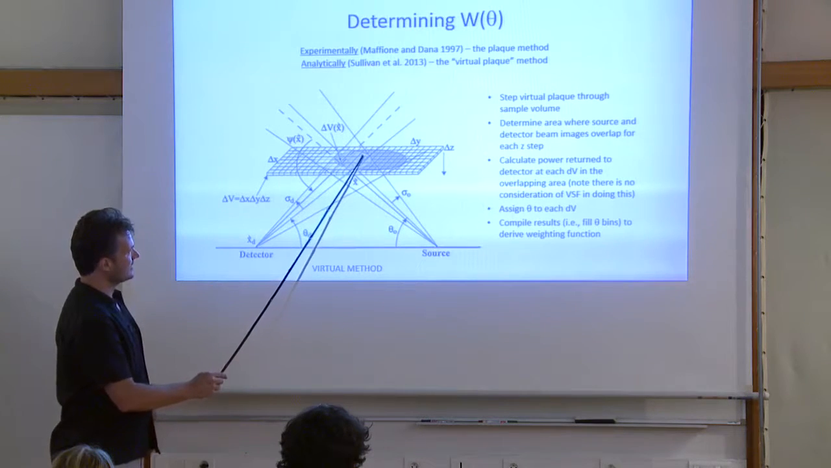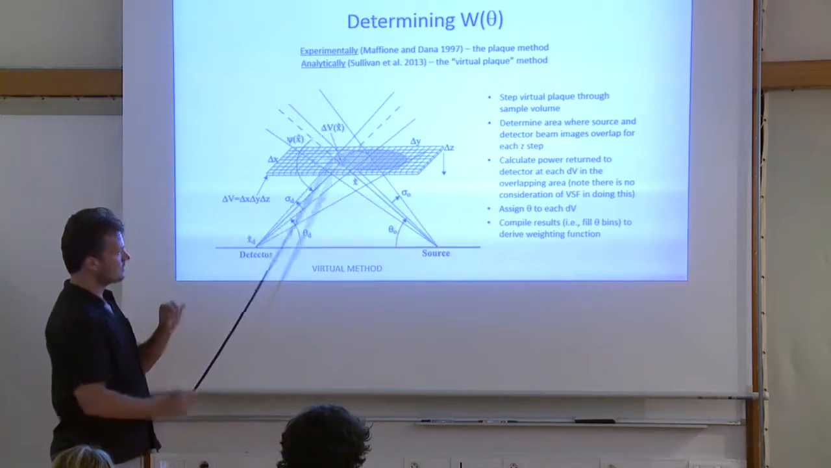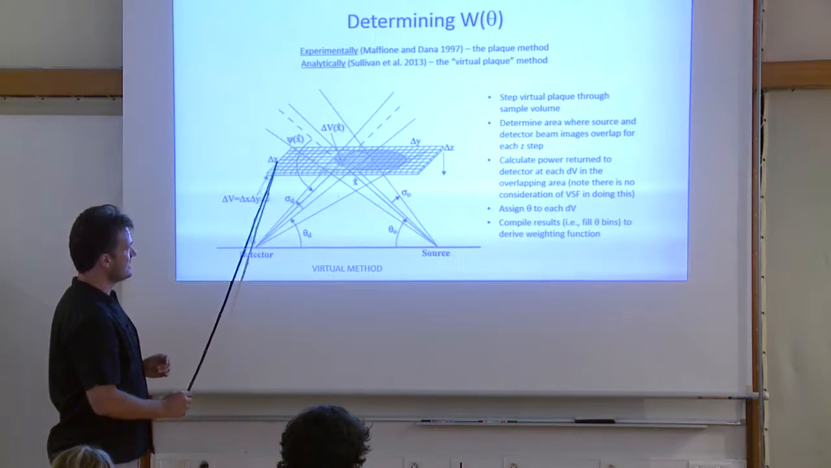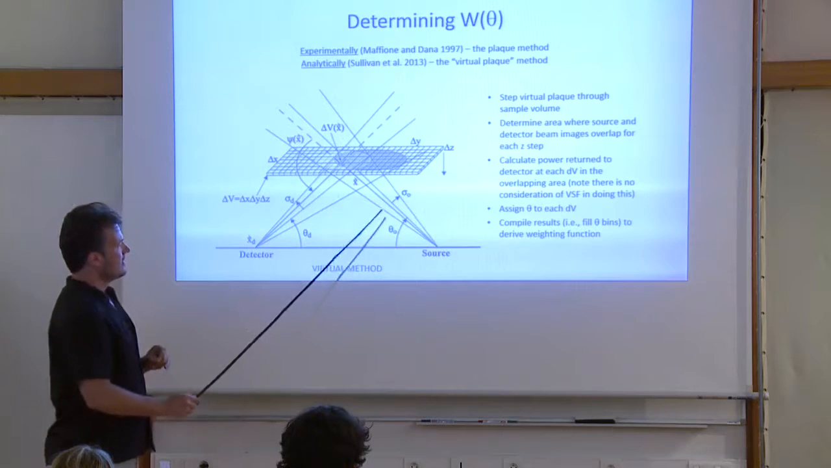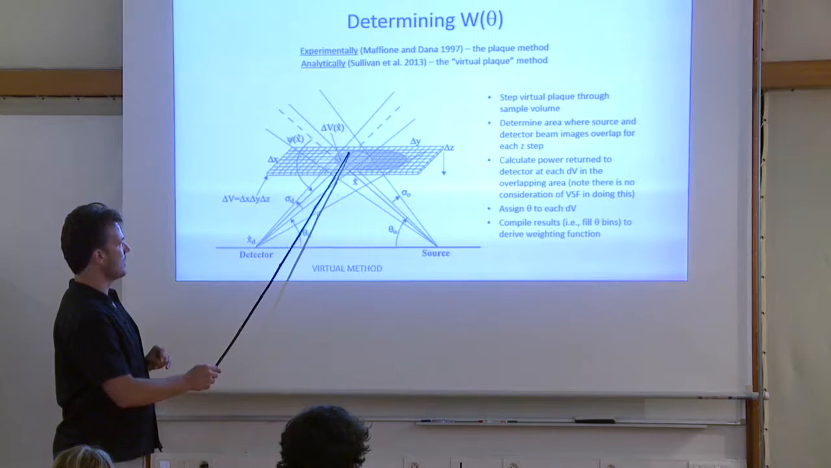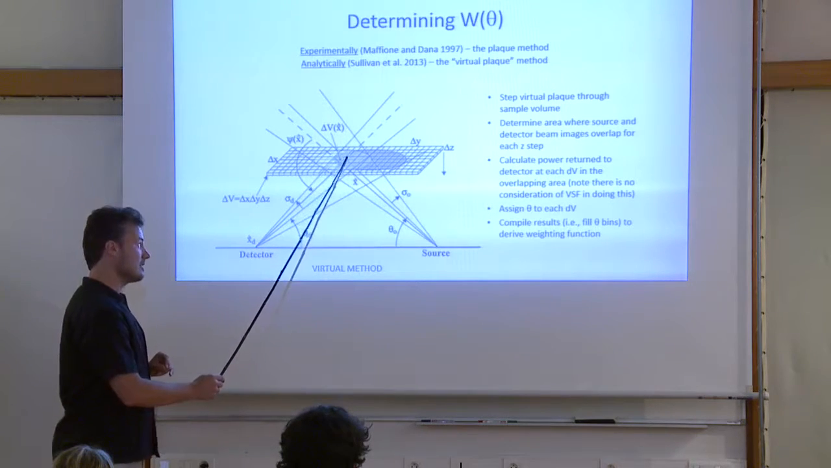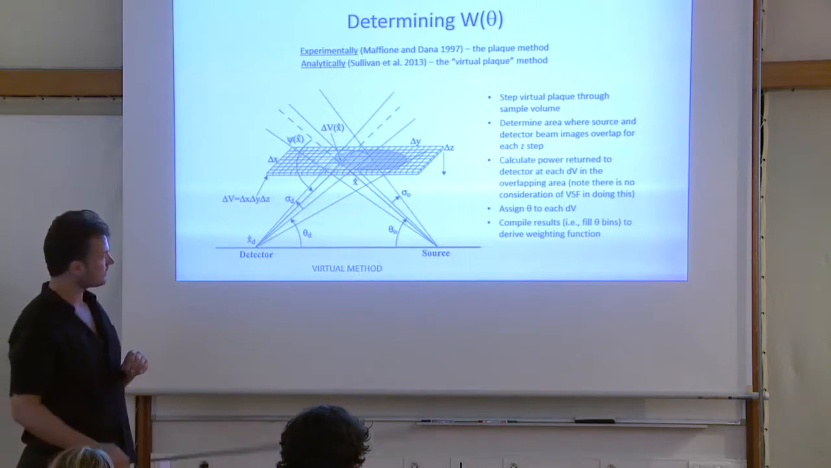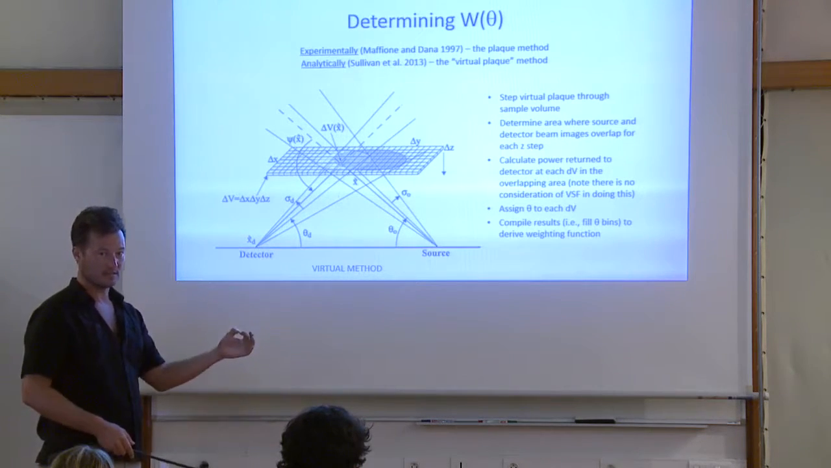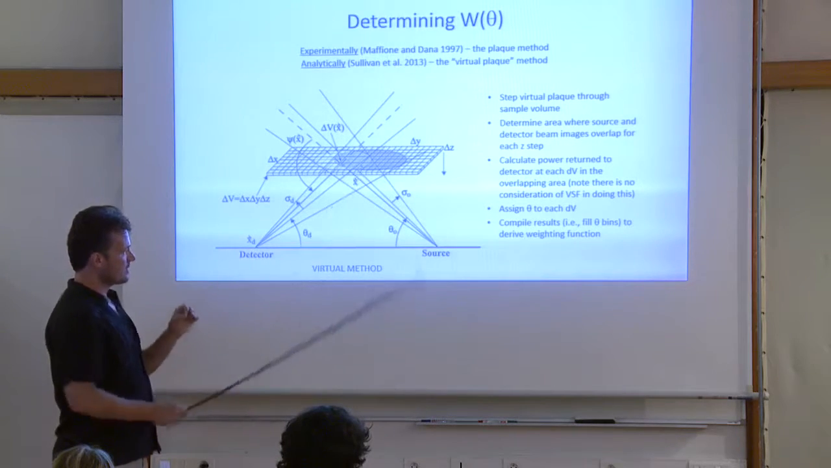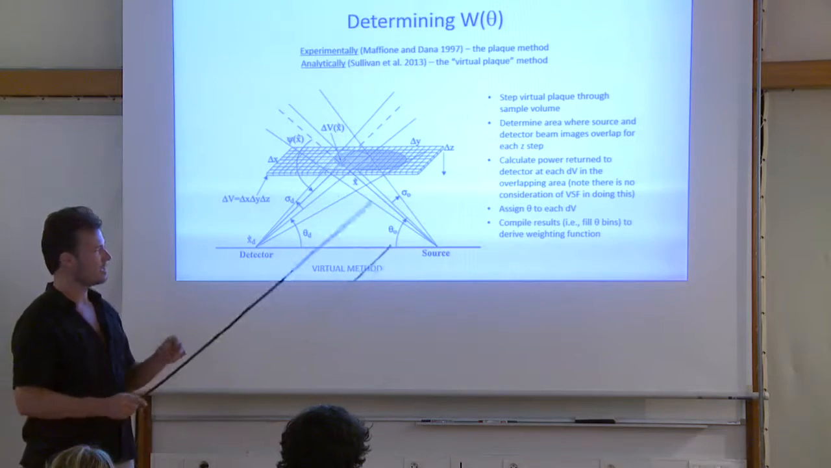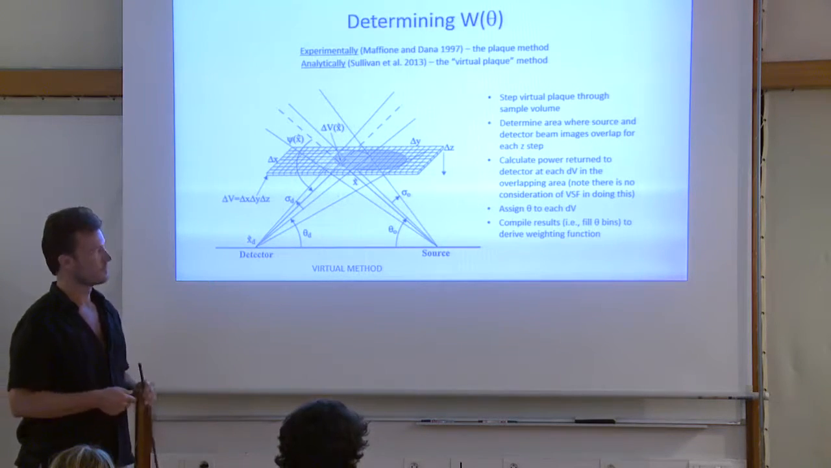And then once you've defined that ellipse, you separate it into these very small elemental volumes. Each elemental volume has a dx, a dy, and a dz. In each one of those elemental volumes, you calculate the power from the source that made it there, and then the power of the scattered light that's going to make it to the detector. So we do that for every single dV. Every single time we do it, we assign a theta. And then for every time we get results at the same theta, you just keep filling that bin, and at the end, you've got your full weighting function.